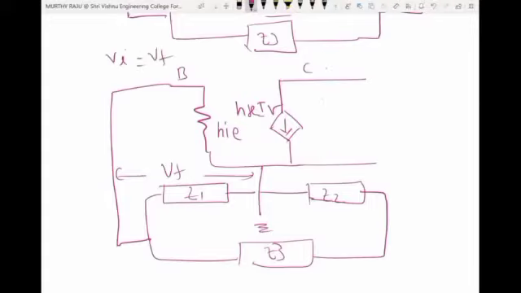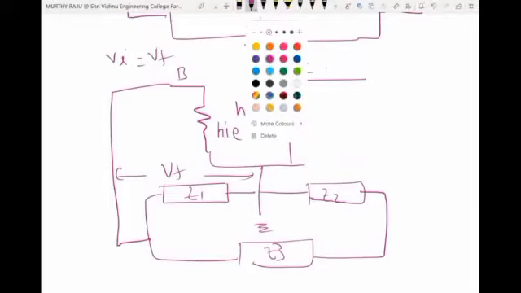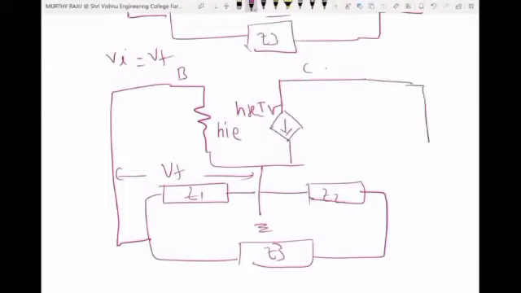Here the output of this is V0. This is the output. The output voltage is measured between collector and ground. VF is measured between base and ground. This is the feedback voltage VF, and this is the output voltage.